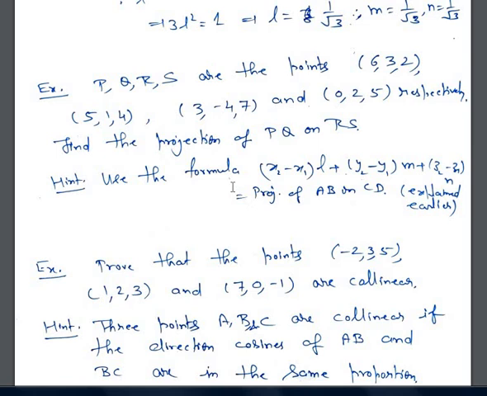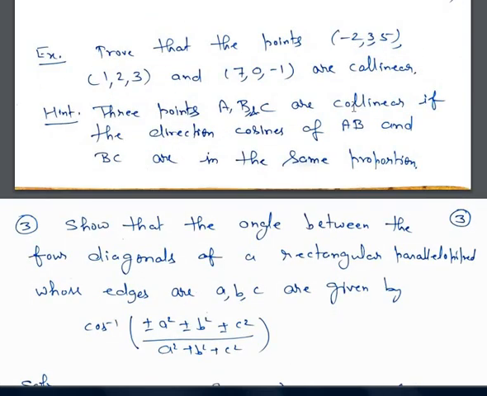You can try these one or two exercises. P, Q, R, S are the points 6, 3, 2, 5, 1, 4, 3, minus 4, 7 and 0, 2, 5 respectively. Find the projection of line PQ on line RS. Now in the last lecture I had told you the formula for finding the projection. We know the projection of a line AB on CD is given by x2 minus x1 into L plus y2 minus y1 into M plus z2 minus z1 into N. So you can make use of this formula and find out the projection of PQ on RS.